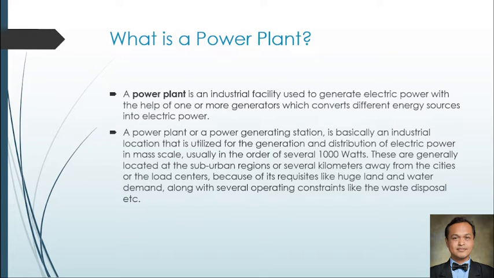A power plant, or power generating station, is basically an industrial location utilized for the generation and distribution of electric power on a mass scale, usually on the order of several thousands of watts or kilowatts. They are generally located in suburban regions or several kilometers away from the city or the load centers because of their requisites like huge load, land, and water demand, along with several operating constraints like waste disposal and environmental issues.